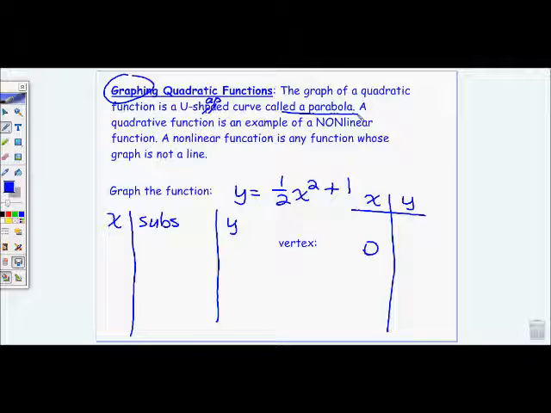A quadratic function is an example of a non-linear function. Linear means this would be a line. A non-linear function is any function whose graph is not a line. Linear means line.